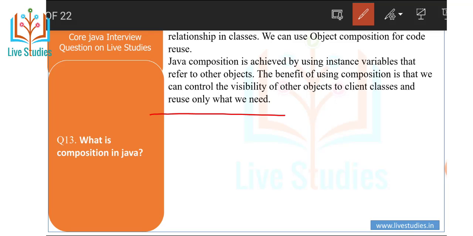For example, university and department. Suppose in a university there are several departments. Suppose the university is destroyed, is it possible for the department to exist? No. Composition means strong association. A university consists of several departments. Without an existing university, there is no chance of an existing department. Hence, university and department are strongly associated, and strong association is nothing but composition.